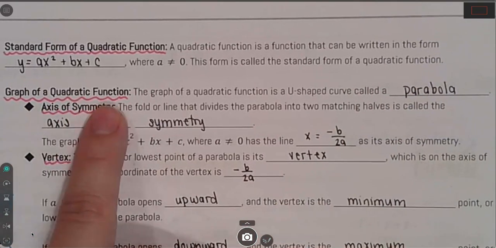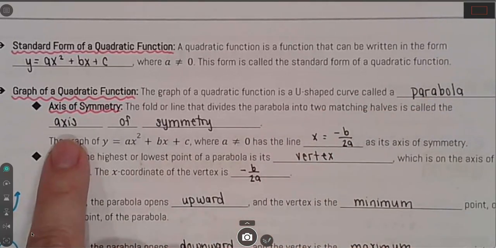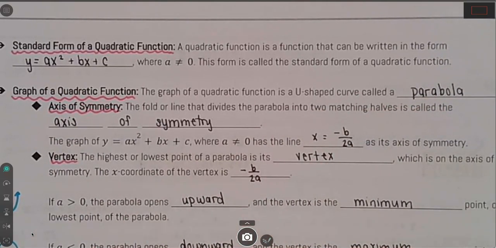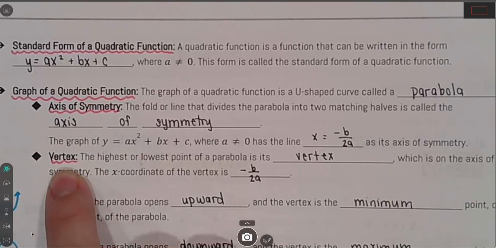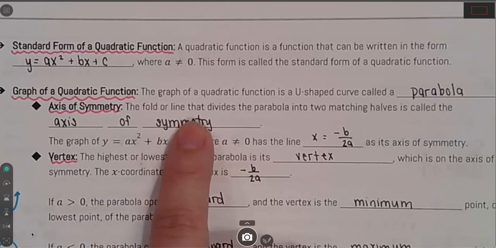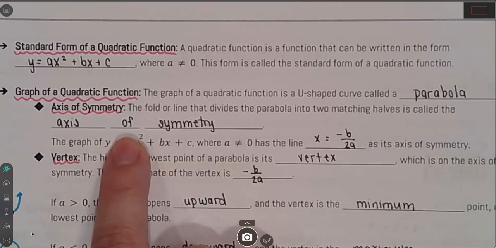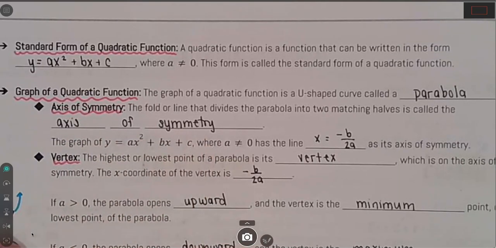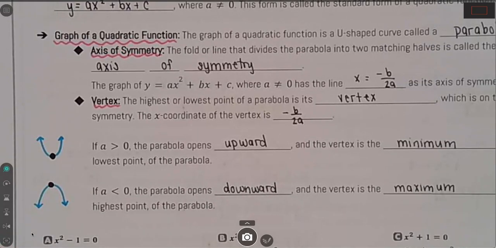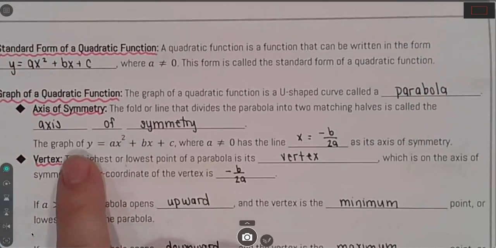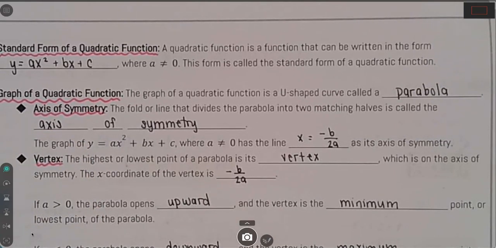Now, the graph of a quadratic function is a U-shaped curve called a parabola. And two aspects of a parabola that you need to know are the axis of symmetry and the vertex. The fold or line that divides the parabola into two matching halves is called the axis of symmetry. So if you took the parabola and you folded it in half and those two halves exactly overlap, that fold, that line, is your axis of symmetry. I usually just write axis for short.